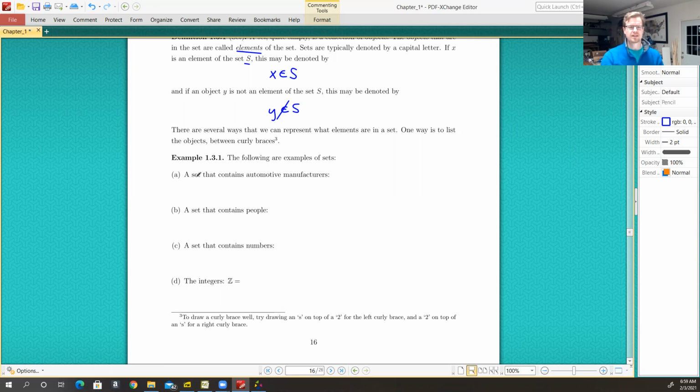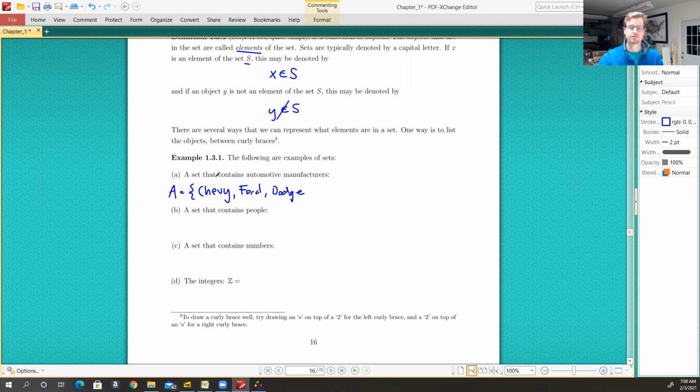All right, so let's take a look at a set that contains automotive manufacturers. So we'll call it A. And let's go with the big three for American manufacturers. So we've got Chevy and Ford, and we'll just call it Dodge. That makes the most sense, right?